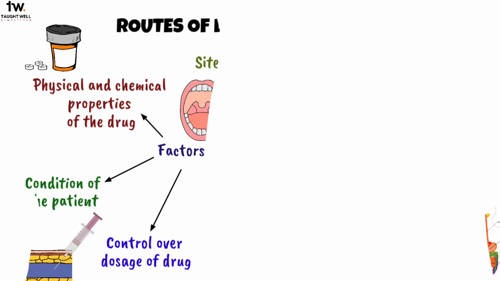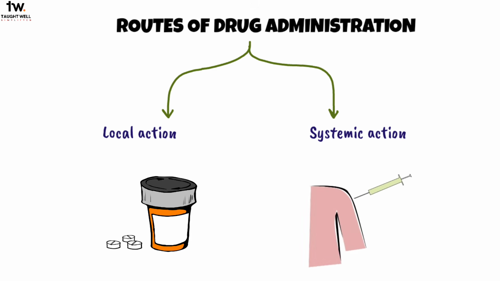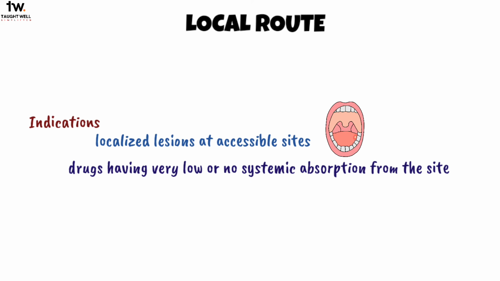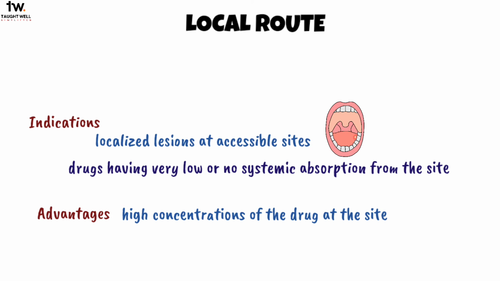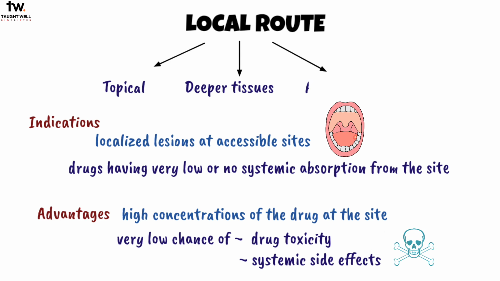The routes for drug administration can be broadly divided into those for local action and those for systemic action. Let's look at the local routes. The local routes are used only in those cases where there are localized lesions at accessible sites and for those drugs which have very low or no systemic absorption from the site. Because of this, high concentrations of the drug can be achieved at the site without involving the rest of the body. The other advantage of this route is that there is a very low chance of drug toxicity or systemic side effects. There are three main local routes, namely topical, deeper tissues, and arterial supply.